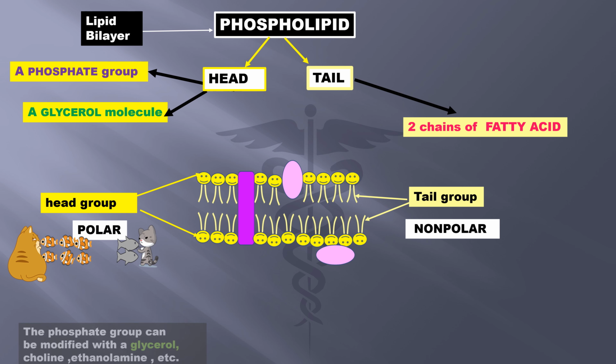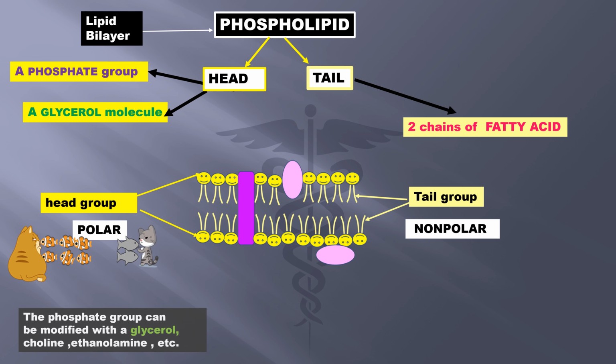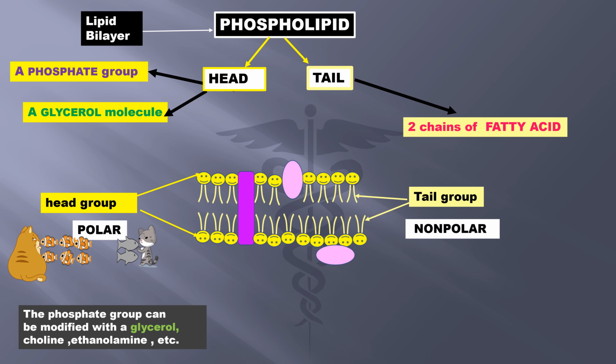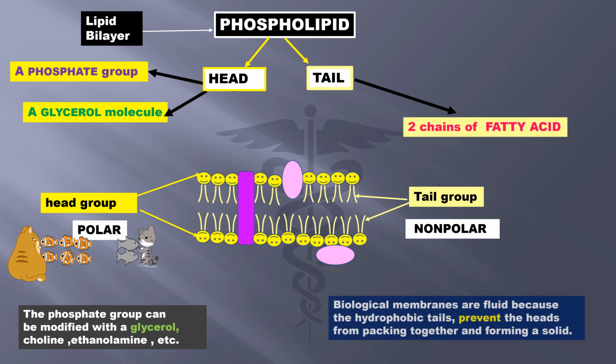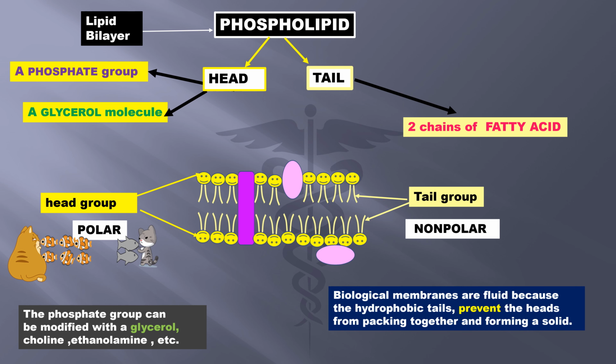The phosphate group in the head can be modified with the glycerol, choline, ethanolamine, etc. Biological membranes are fluid because these hydrophobic tails prevent the heads from packing together and forming a solid.